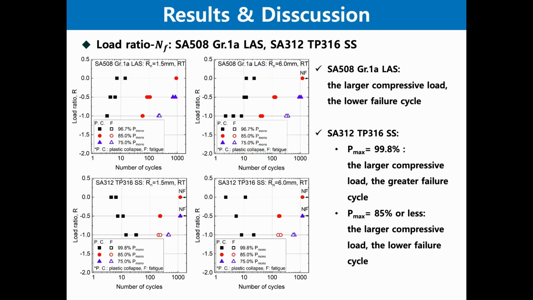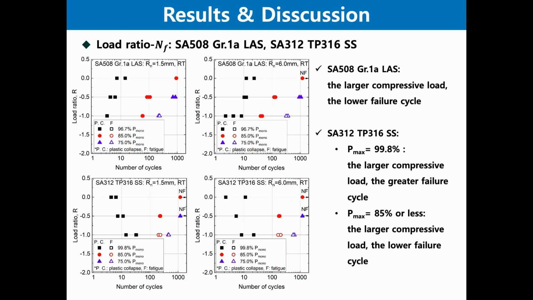However, for stainless steel, there was a slight difference from roller steel. For maximum load of 85% or less, the failure cycle decreased with increasing compressive load. On the other hand, at 99.8%, the failure cycle increased as the compressive load increased. Generally, the increase in failure cycle as the compressive load decreases is consistent with the increase in life as the amplitude of the cyclic loads applied to the specimen decreased, except for the 99.8% case of the stainless steel.